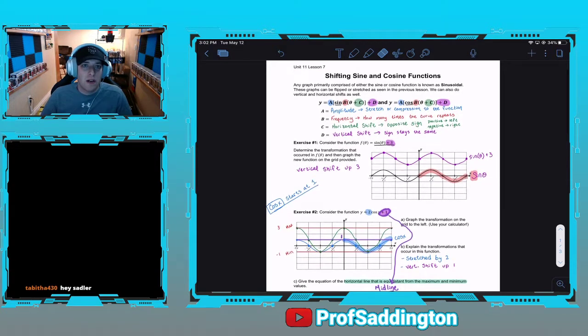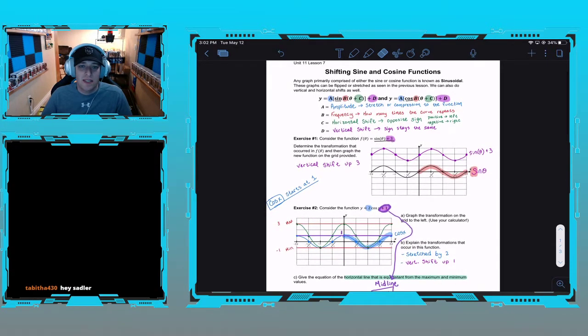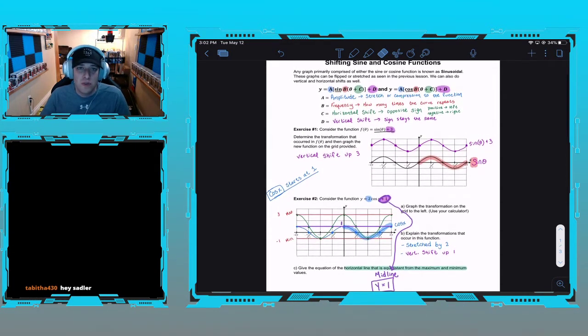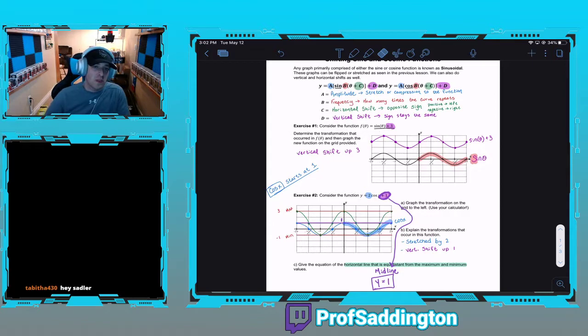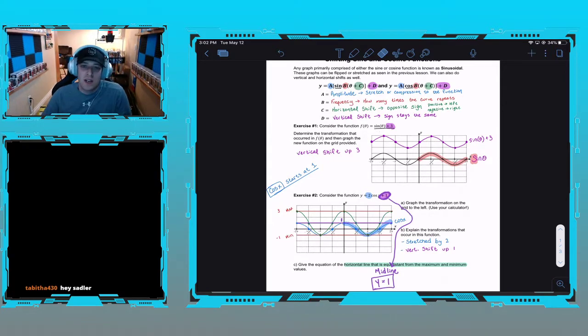But we are going to finish up this lesson 7. We did the front page. I introduced you guys to a few new words, a few old words when we started doing shifts. And then I'm going to talk about this new word a little bit more today. It was called a midline.